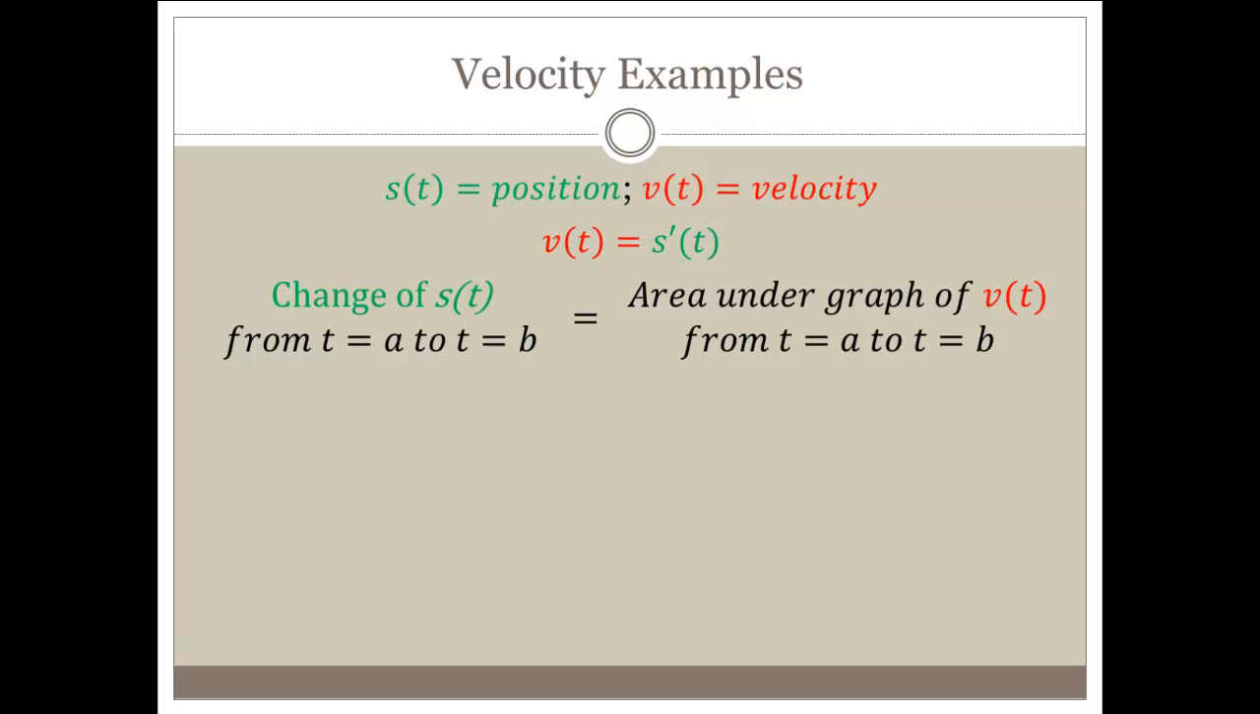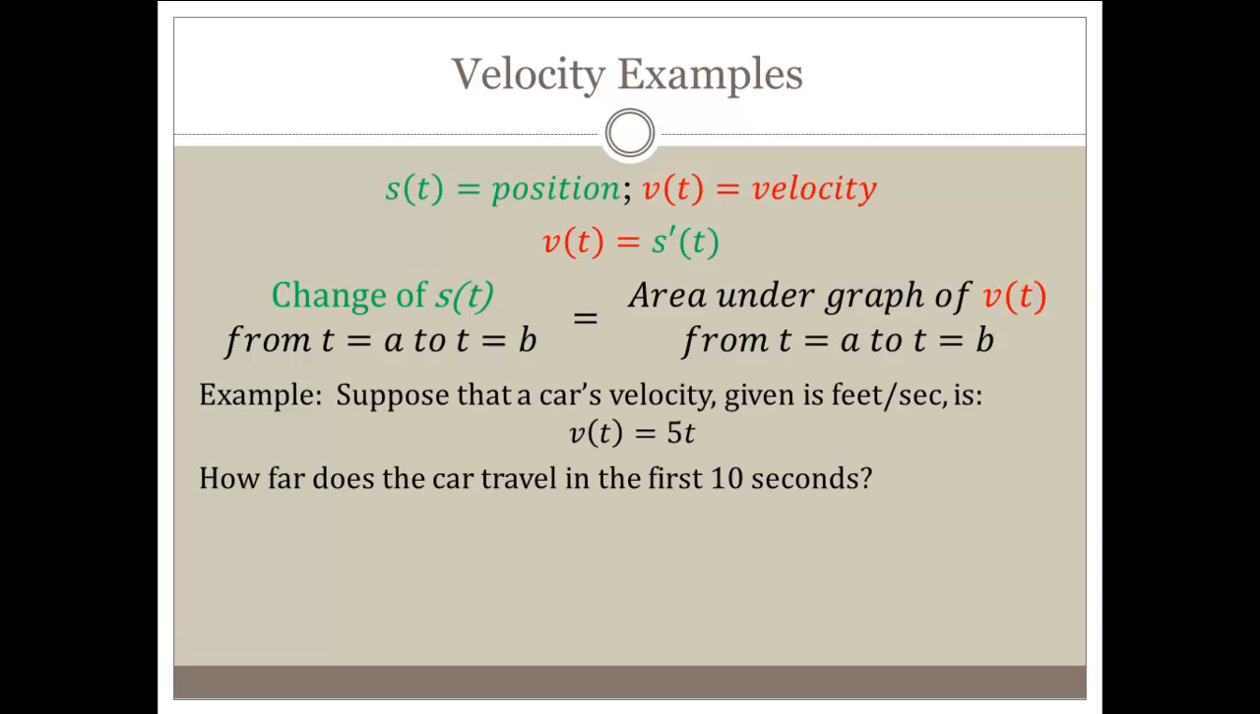We also just found that the change of position from t equals a to t equals b equals the area under the graph of v of t, our velocity, from t equals a to t equals b. Let's now look at our example.